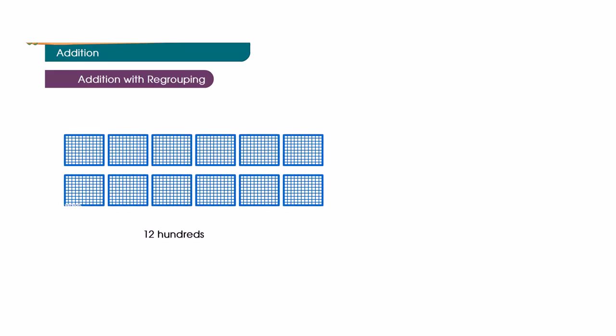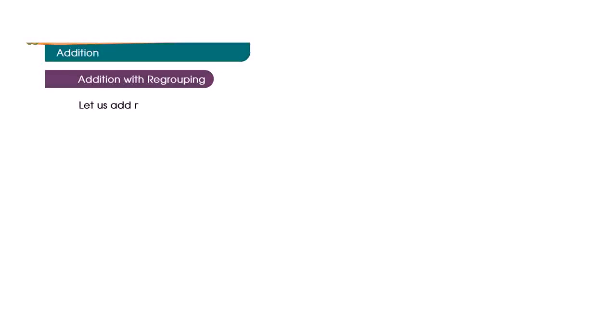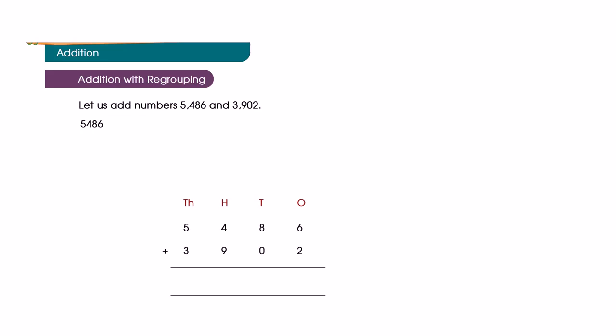12 hundreds is equal to 1200. Let us add the numbers 5486 and 3902. 5486 plus 3902 is equal to how much?